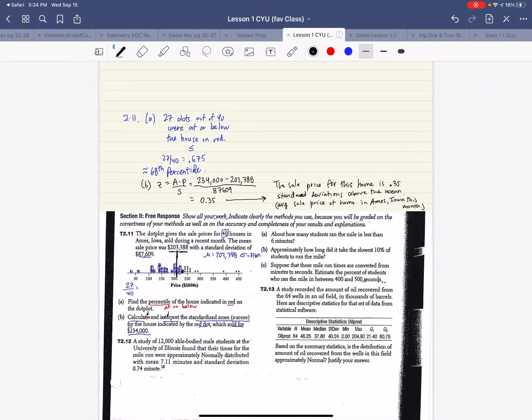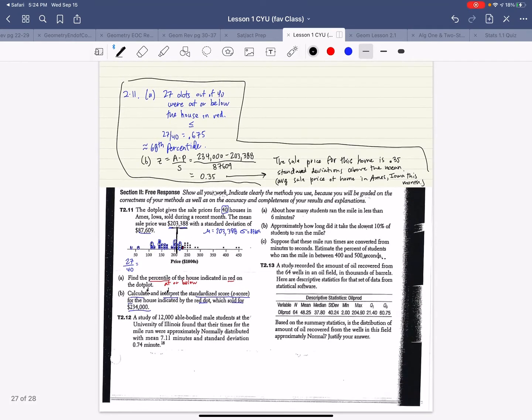Now let's look at 2.12. It says, I'll just kind of put a box around that. That's going to be my 2.12. The study of 2,000 able-bodied males at the University of Illinois, that's where I went to undergrad, found that their times for the mile run were approximately normal, with a mean of 7.11 and a standard deviation of 0.74. So about how many students ran the mile in less than 6 minutes.